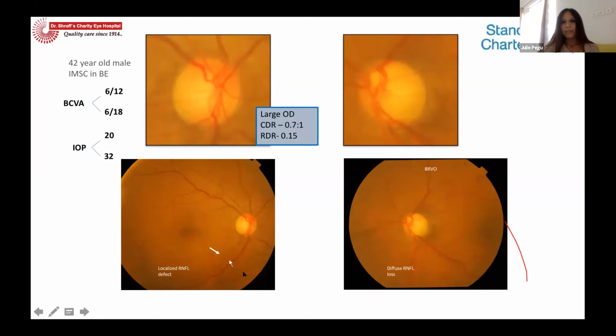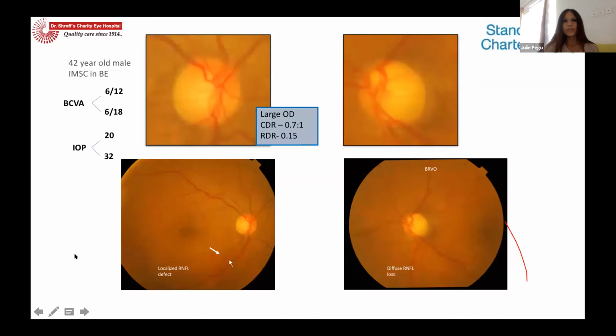And in the left eye, you see that the damage is definitely much more. There's hardly any rim in this quadrant. Nasally, you can see that the rim is 0.15:1, and there is a diffuse RNFL loss in both superior and inferior quadrants. The patient also has BRVO superiorly.